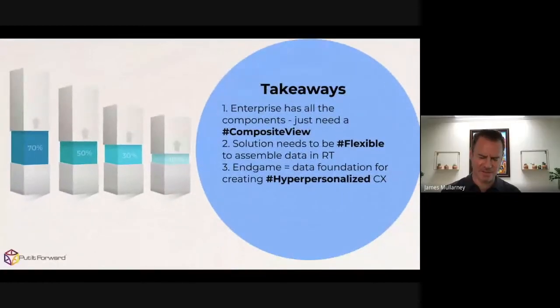So from what you said, the big takeaway that I see is the enterprise has all of the data, has all of the components. It just doesn't have a composite view. Whatever solution is put in place needs to be very flexible, and it needs to be able to assemble the data in as close to real time as possible because things change very quickly in today's world. And of course, the end game is to have that data foundation to create these hyper-personalized customer experiences. Without that, you're behind the eight ball. Is that fair to say?